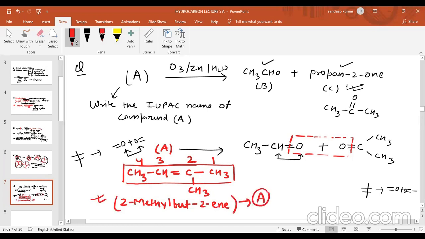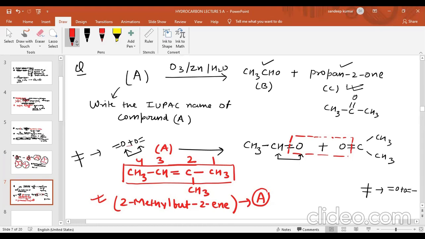So always remember the reverse thing in the case of ozonolysis. Like the pi bond breaks and we add 2 oxygen atoms after breaking of the pi bond. In the same way, we can remove the oxygen and the pi bond will be formed. So the reverse can also be done.